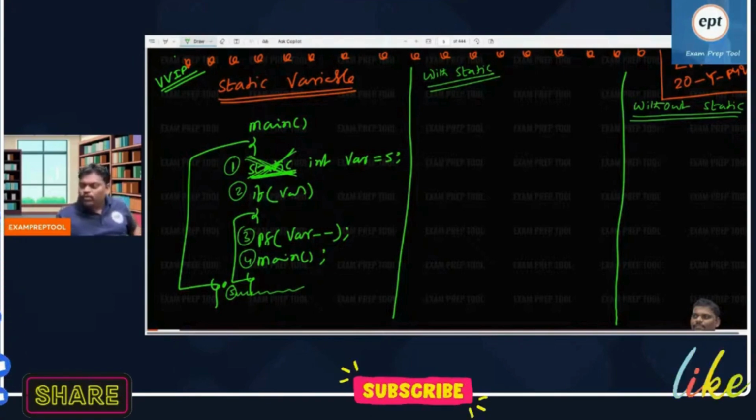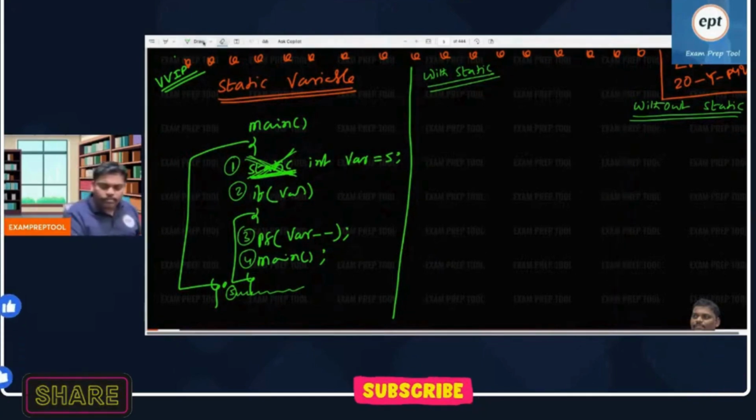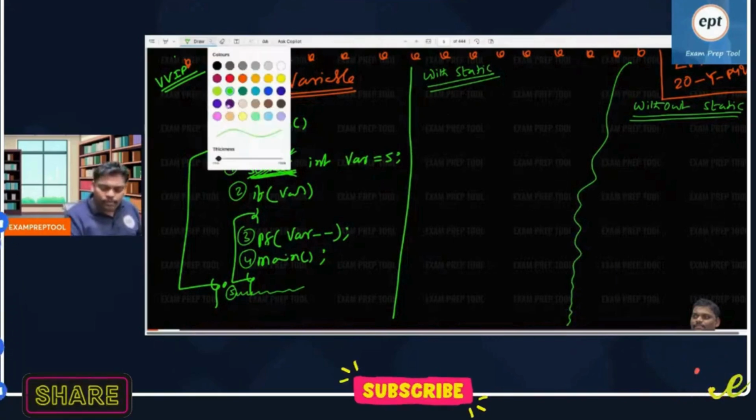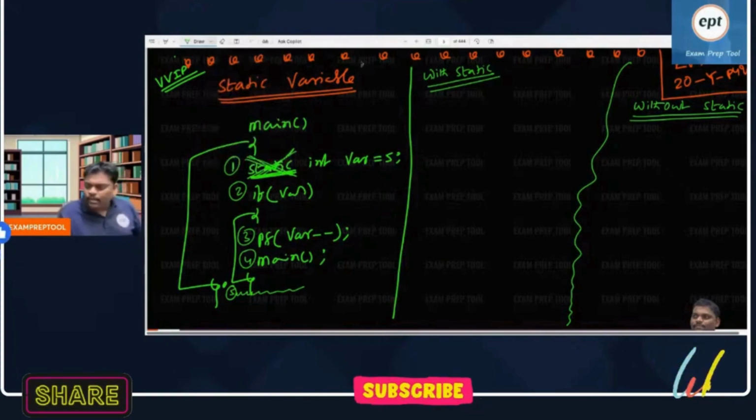Now I am executing. Everyone listen. Lack of space, I am managing somehow. Yeah, I'm using some other color. See this, main function call. Everyone observe, main function called.